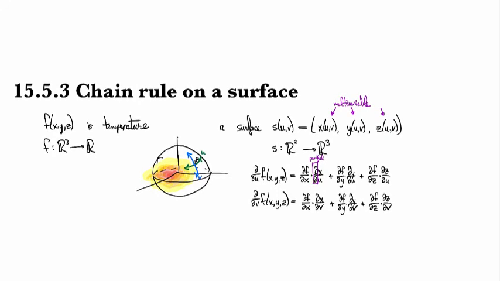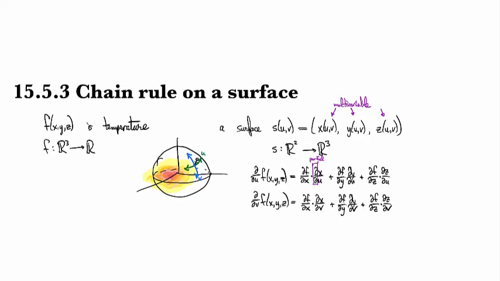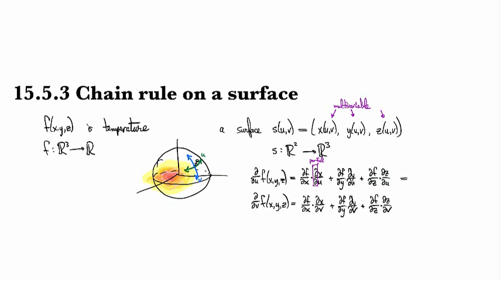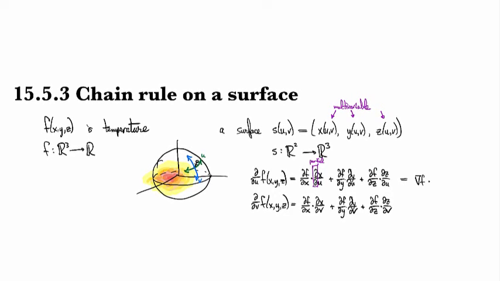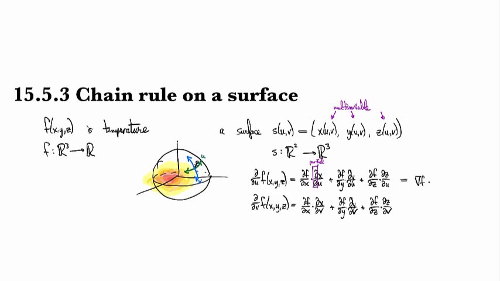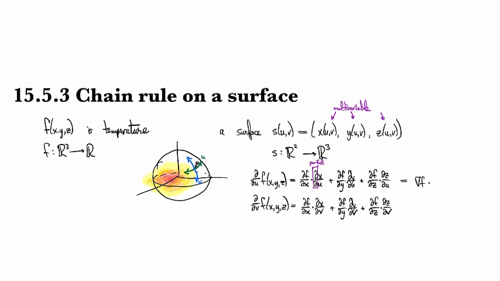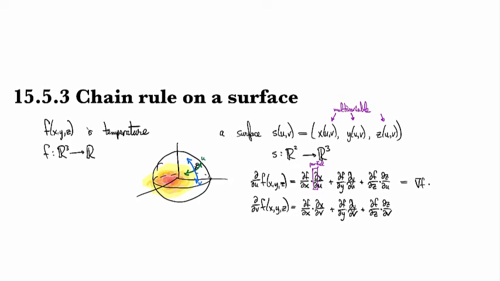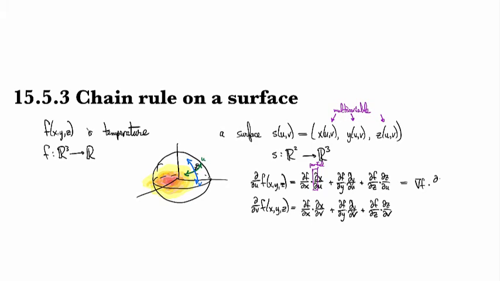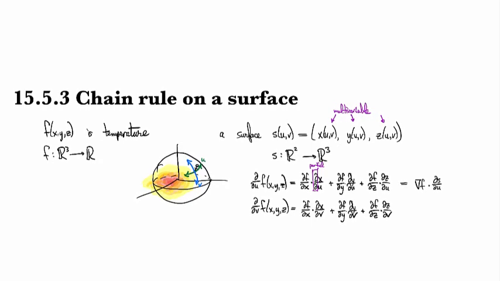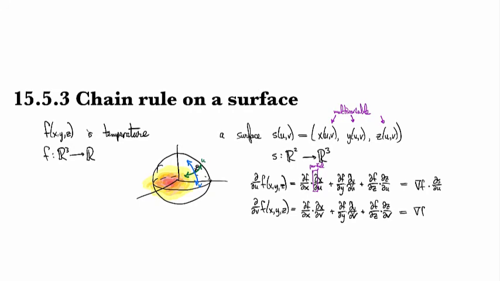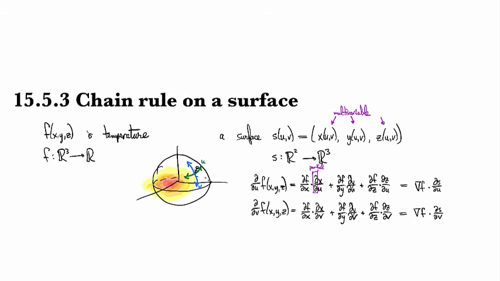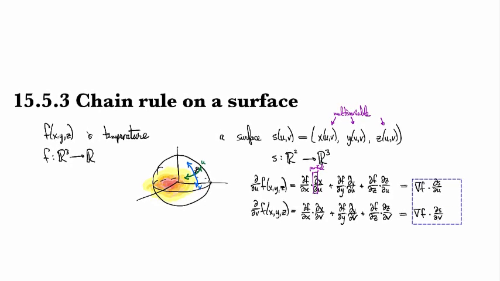And so once again, it's worth pointing out that these take the form of dot products. So it's the gradient of f dot the derivative of x with respect to u, y with respect to u, z with respect to u. That's actually the derivative of S with respect to u. And then similarly, we have the dot product with dS dv.